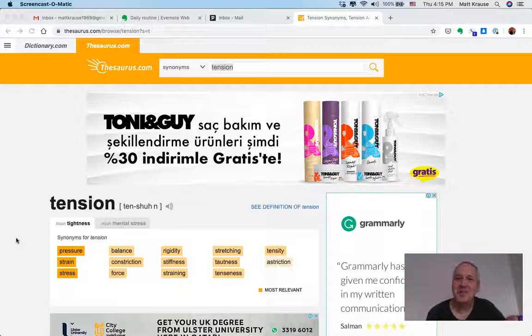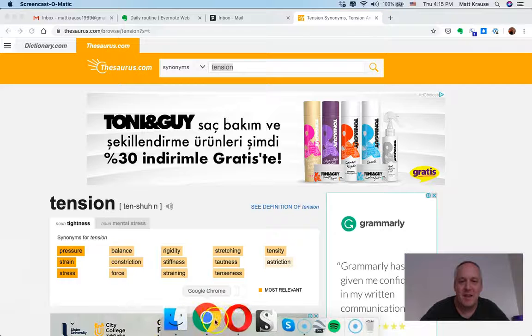So this is the thesaurus exercise, and this is a good way to broaden your vocabulary, to start using richer words, things that have more of a mental image. And so here's an example.